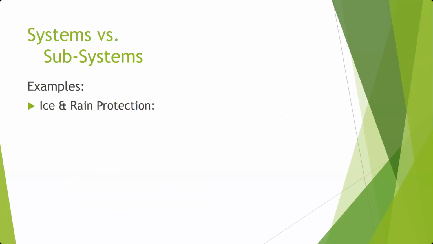Now there's ice and rain. If I say ice and rain protection, what are some of the systems you know? You studied this on smaller aircraft. What are the different areas that you would have subsystems of the ice and rain protection system? Wing leading edge, yeah. So wing de-ice or anti-ice. What else? Windshields. Propellers, if it's a propeller airplane. Engine inlets.